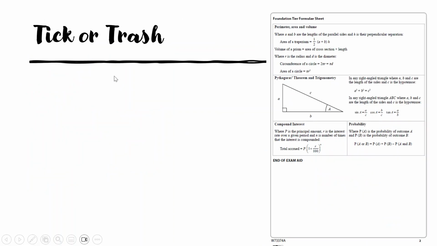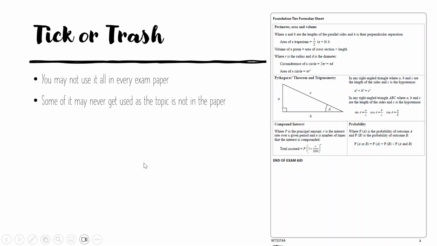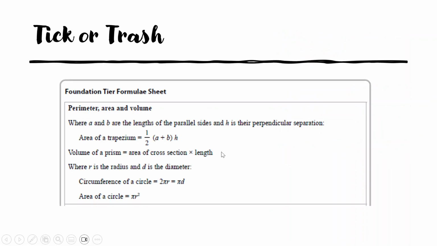Okay, so a lot of these are useful, provided you understand what they are telling you, what you're given by the information. Some of them aren't particularly useful though. You may not need to use all of them in every exam, and you're very rarely going to need to use all of them. Some of them never get used as the topics do not appear on the paper on a regular basis, and some we have done in different methods. Two in particular we've done in different methods.